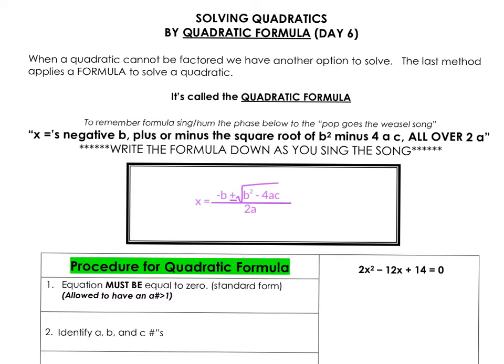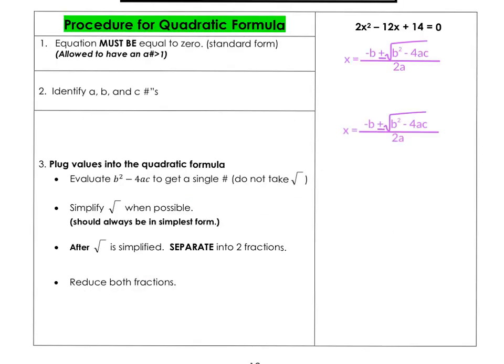Okay, we'll go through an example. Just like before, the first step when we use the quadratic formula is to make sure that the equation is equal to 0. That's whenever we're solving. So we can see everything's on the left, equal to 0. Now that it's all equal to 0, we just need to identify a, b, and c, write those down, and then plug them into the equation. So here I wrote down a equals 2, b equals negative 12, c equals 14.